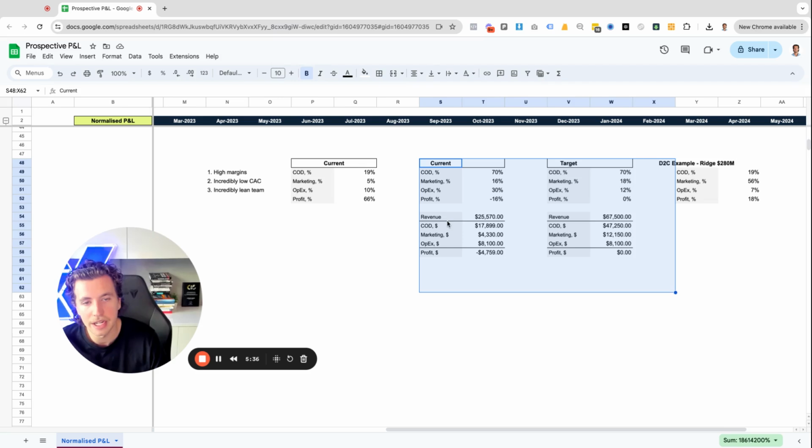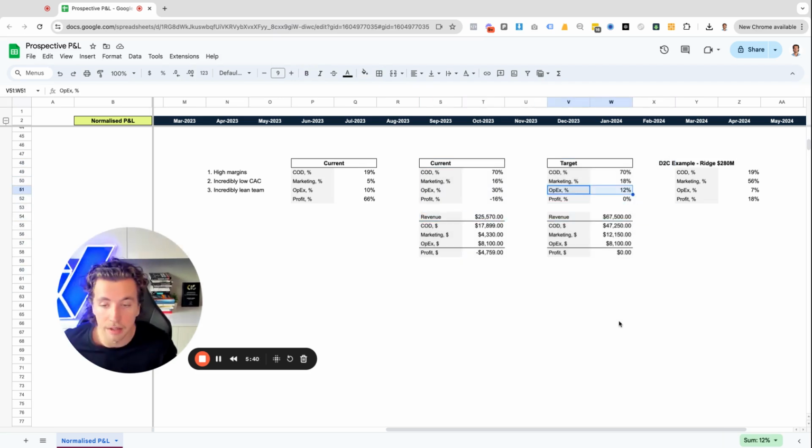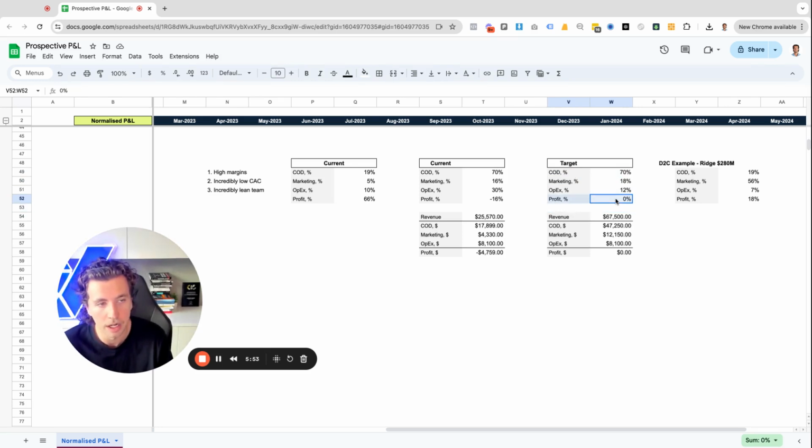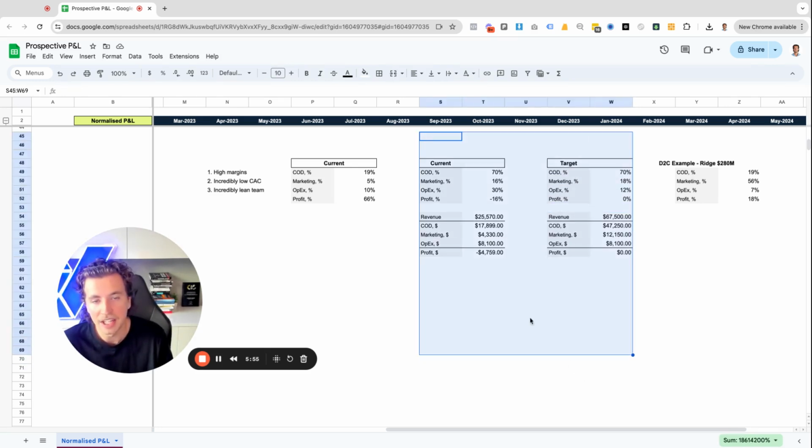And I've visualized this here. If their revenue goes from 25K to 67K, OPEX goes down to 12%. Good position to be in. However, it still doesn't fix the problem that they can't really allocate anything to marketing. The marketing percentage here still has to remain incredibly thin, and they're only at 0% profit. And so fundamentally, this business has no advantage and no ability to really work in the direct-to-consumer e-commerce space.